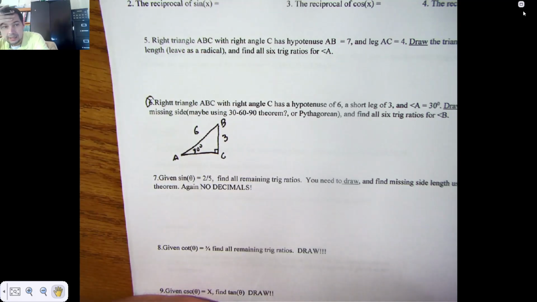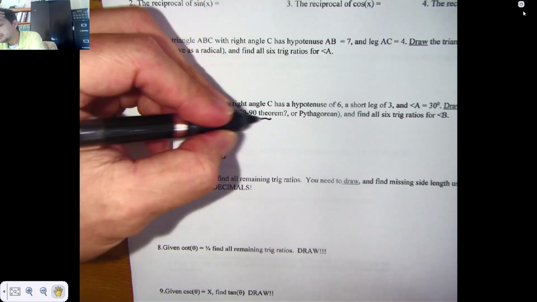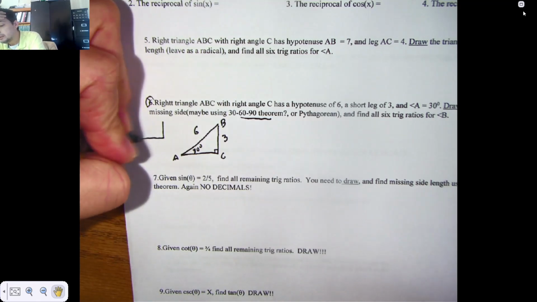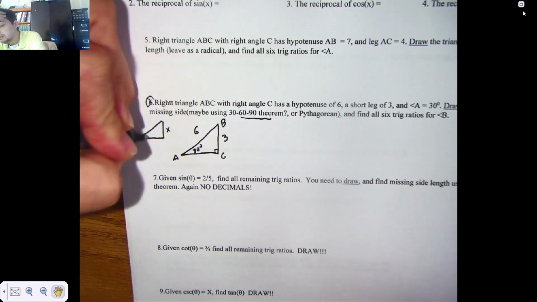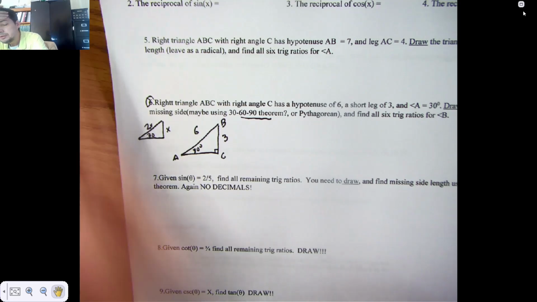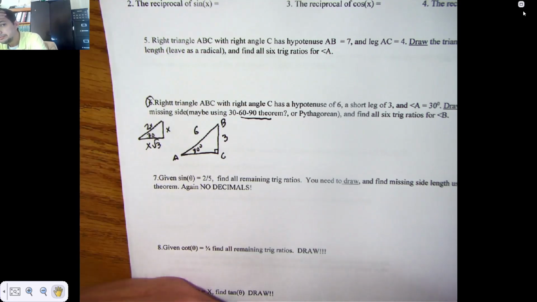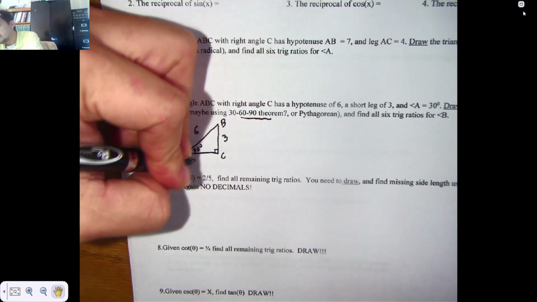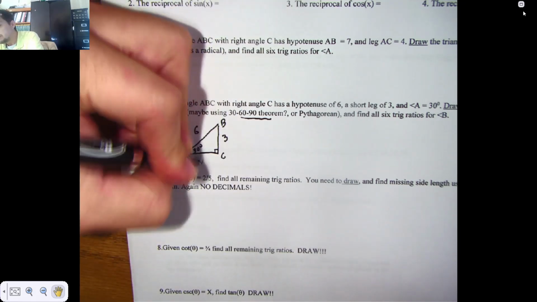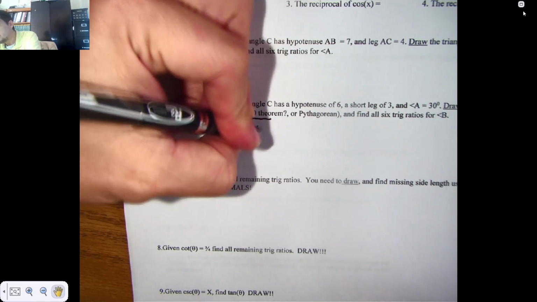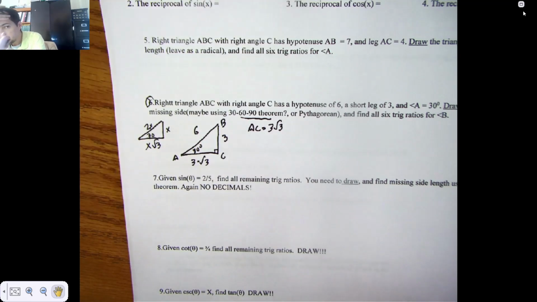Find the missing side. It says maybe using the 30-60-90 theorem. That's a good idea. In the 30-60-90 theorem, the hypotenuse is twice the short leg, and the long leg is the short leg times root 3. So this side right here has to be 3 times root 3. So the missing side AC is 3 root 3.